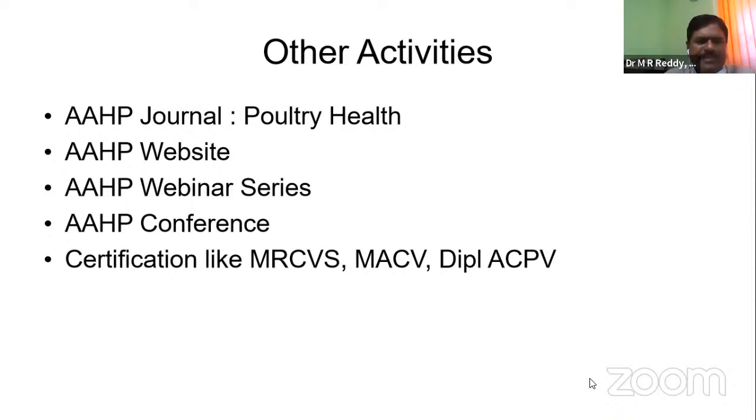There was also a discussion on the certification of our poultry veterinarians, like Member of the Royal College of Veterinary Surgeons, Member of the Australian College of Veterinary Scientists, and Diplomate of the American College of Poultry Veterinarians. This needs an examination and also a practical or waiver. There would be two examination papers, and if they pass, it is followed by a practical and an interview. This is just in the initial stage. We discussed this point in the last EC meeting, and everybody supported it, so we are proceeding further.